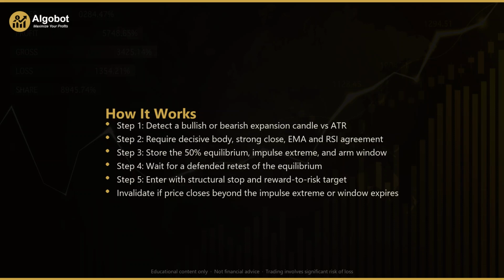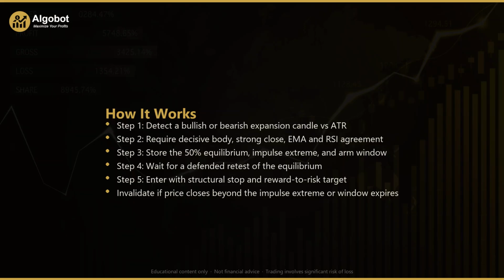Now the exits. The stop loss is placed just beyond the impulse or retest extreme, with an extra buffer of ATR buffer, defaulting to a quarter of the average true range. The take profit is set at the reward-risk multiple of that stop distance, defaulting to 1.8 times risk.